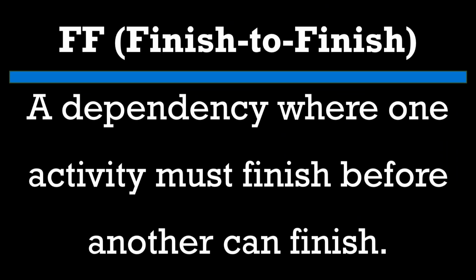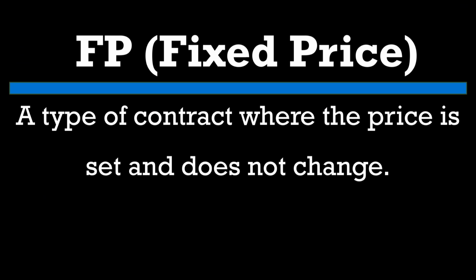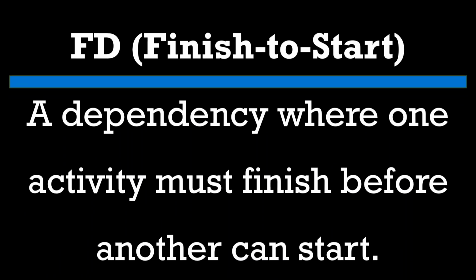FF, Finish to Finish, a dependency where one activity must finish before another can finish. FP, Fixed Price, a type of contract where the price is set and does not change. FS, Finish to Start, a dependency where one activity must finish before another can start.